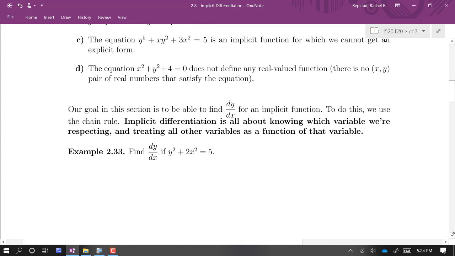So the idea behind implicit differentiation is just knowing what variable we are respecting. That is key here. And in this section, we are always respecting x. And we can always tell what variable we're respecting because if you look at the notation dy/dx, the bottom variable tells you what you're respecting. So these are all derivatives with respect to x. So we're going to start with this example. Our equation is y squared plus 2x squared equals 5. When we are differentiating with respect to x, whenever we encounter a variable that is not x, we understand that that variable is maybe some function of x, right? Maybe we don't have an explicit form for it, but we think of it as some function of x.